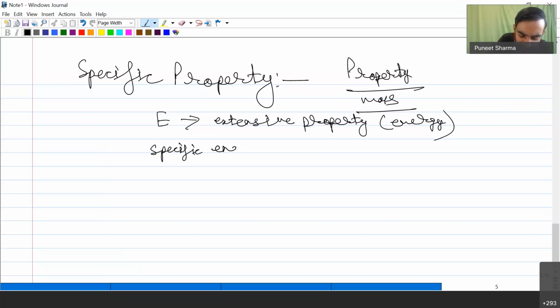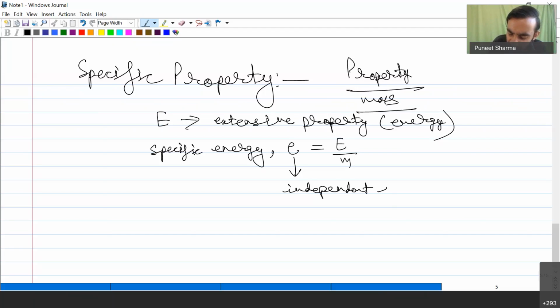So if I have to write specific energy, I'll write small e as capital E divided by m. Now why have I used a small letter here? I have used a small letter because once we have divided the value of an extensive property by mass, that property has been converted into specific energy, and this specific energy is independent of mass. Because we have divided by mass, it is independent of mass, so we can call this property an intensive property.